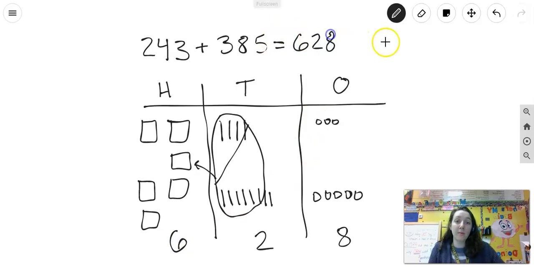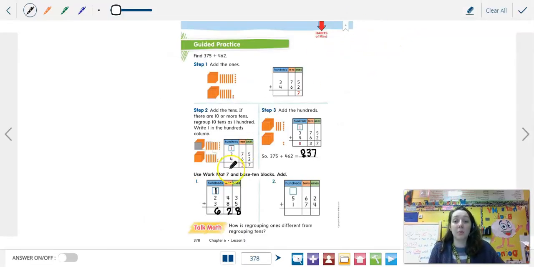So if it helps you to draw them, you're more than welcome to do that as well, either in that workbook page, work mat in the back of your book. Remember, those are in the back of the book, or on a piece of paper or your whiteboard. All right, so let's try another one.